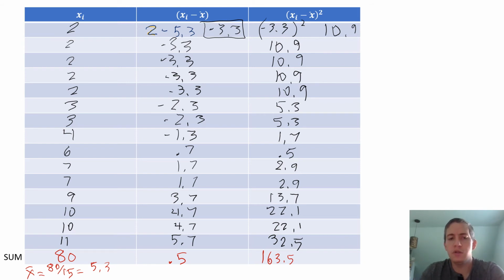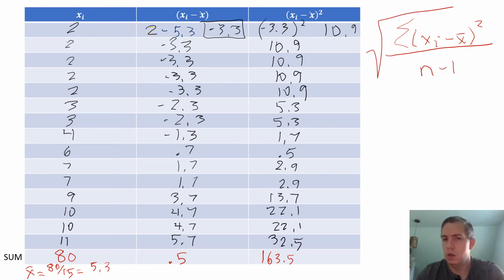Now what I've done so far is I've taken each of the xi's and subtracted the mean, and I've squared them, and I've added them all up. So what I have left to do for that standard deviation is I still have to divide by n minus 1, and then take the square root. So the standard deviation for this one is equal to the square root of that sum that I just got, 163.5. That's what I get when I took the sum of all the squared deviations.